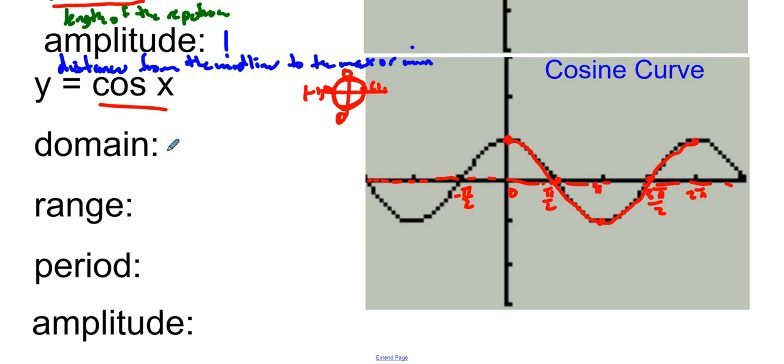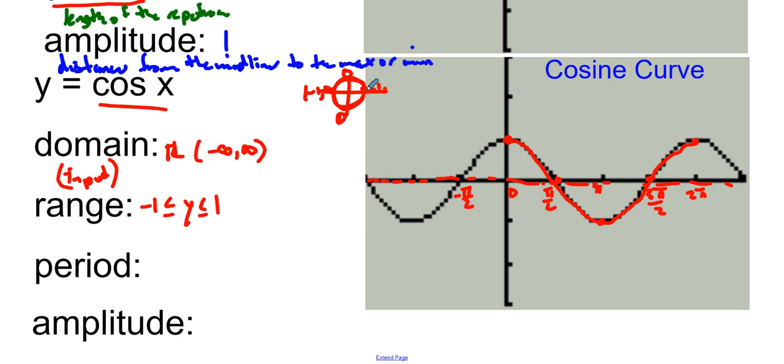So what do you see is the domain. So what are the inputs? Well, once again, the inputs are still angles. So we still have angles here, and it's all real numbers. That's awesome. And what else do we got? The range. How high and how low it goes? Well, just like the sine function, it goes from -1 to 1.